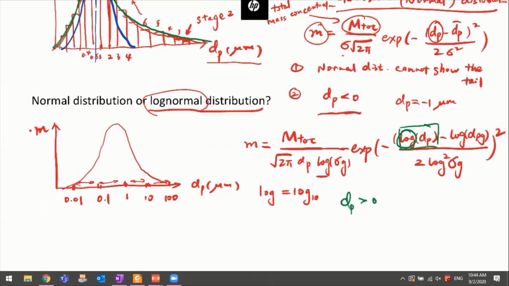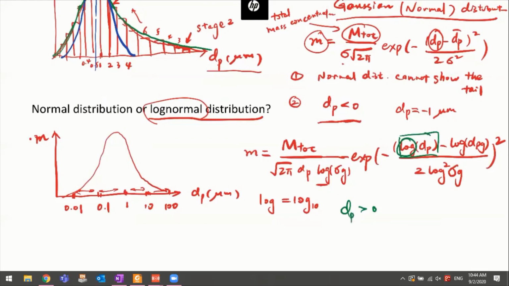Okay, and there are some minor differences between these two equations, right? For the normal distribution and log normal distribution. So if you compare, we have a dp in the denominator.